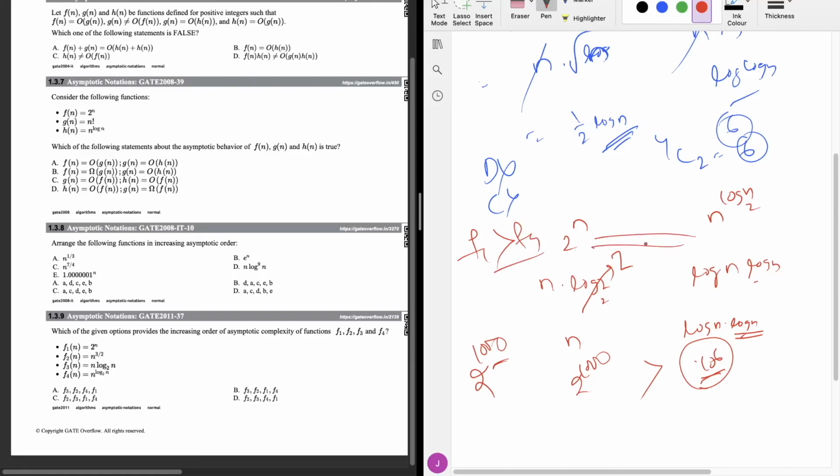From these two comparisons only, I can get the answer. Sorry, C is not correct and D is not correct, so I have two options left, A and B. A says that f1 is greater than f4. Is f1 greater than f4 or f4 greater than f1? f1 is greater than f4, so option A will be the correct answer.